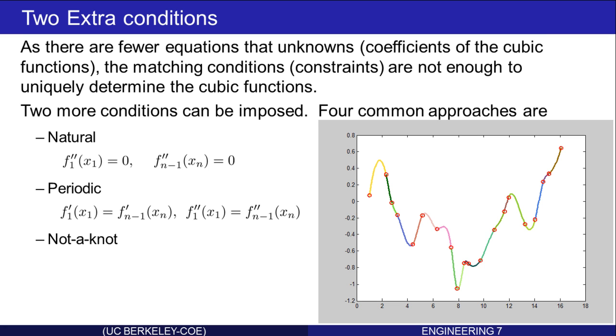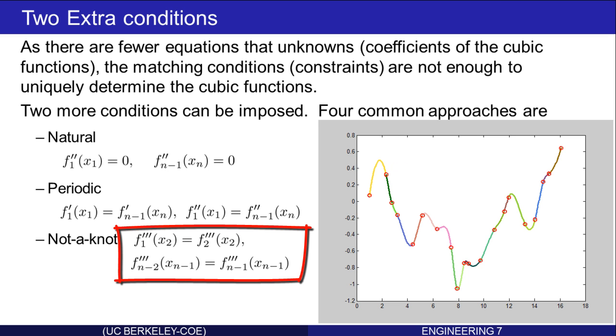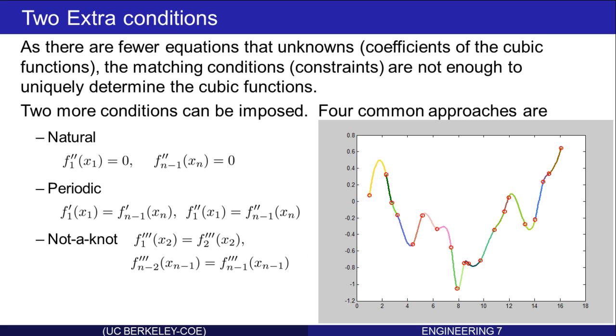A third alternative is called not-a-knot. If you look back carefully at the conditions we've posed, while there's continuity in the first and second derivatives at the intermediate points, there's no continuity in the third derivatives. The third derivatives may jump across the points. Not-a-knot imposes that the third derivatives do not jump at the second point and at the n-1st point. This imposes that the third derivatives of the 2 adjoining functions at those points should be equal. Again, no specific value is specified, but these should be equal.